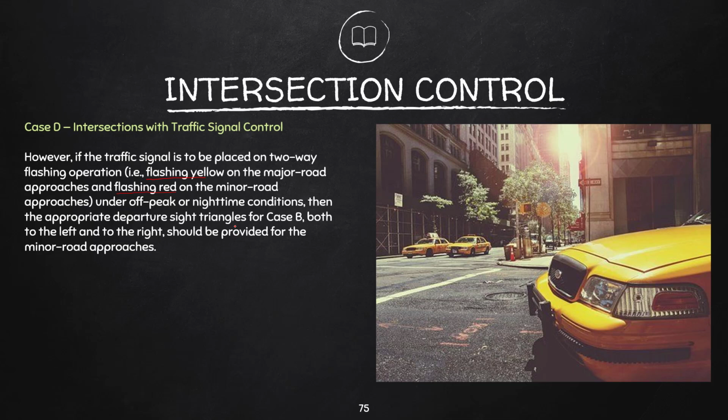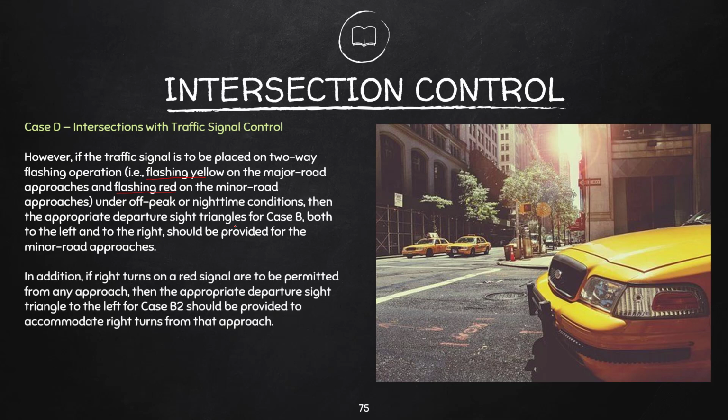Okay? In addition, if right turns on a red signal are to be permitted from any approach, then the appropriate departure sight triangle to the left for case B2 should be provided to accommodate right turns from that approach. So, usually at night time kasi, there is less traffic. So, we use yung flashing yellow and flashing red for traffic signals. Meaning, the drivers are advised to proceed with caution.